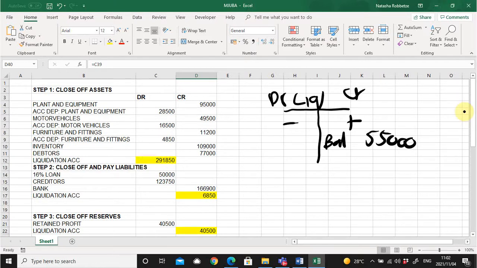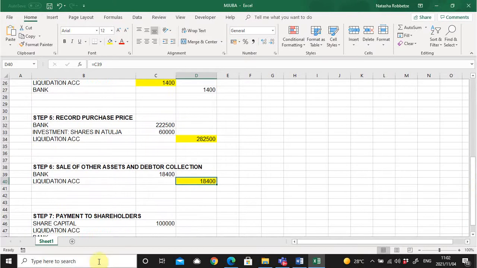However, the purpose of step 7 is to close off the liquidation account. So in order for this account to be emptied, we're going to make an entry of 55,000. We're going to debit that account. So the liquidation account is being debited with 55,000 Rand.